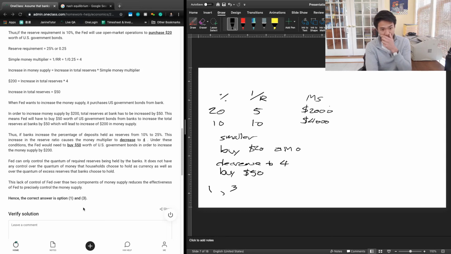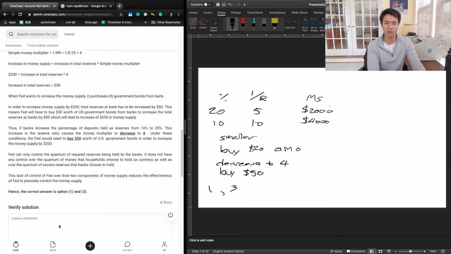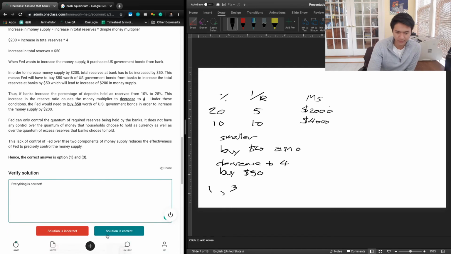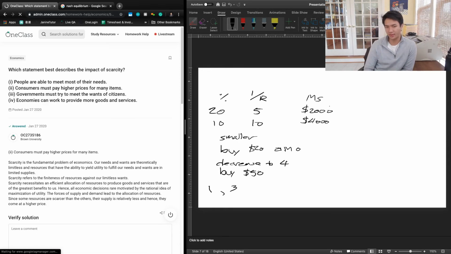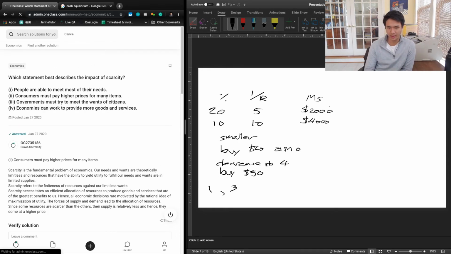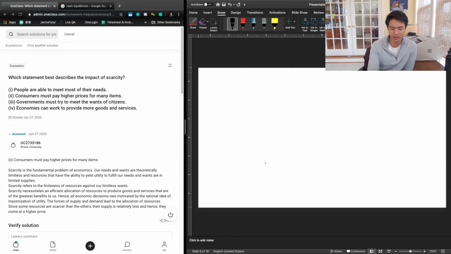So it looks like the previous tutor got it completely right? And we are in total agreement. Everything is correct. And we're going to mark that as correct. So that is kind of a rundown of some of the money supply aspects of monetary policy.